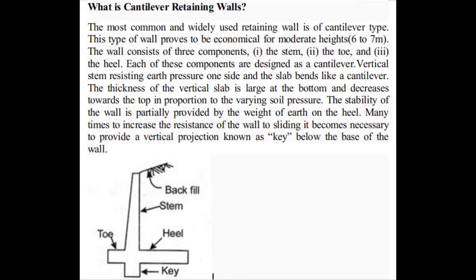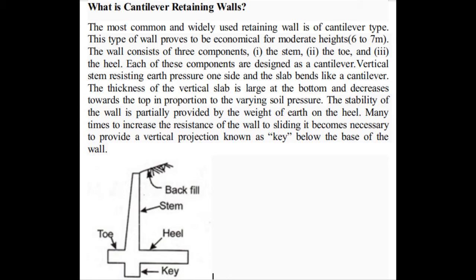Next is, what is a cantilever retaining wall? The most common and widely used retaining wall is of cantilever type. This is the most common type, okay? And this is economical up to 6 to 7 meter height, moderate height it is called. This cantilever retaining wall consists of three components: number 1 stem, number 2 toe, and number 3 heel. Each of these components is designed as a cantilever. That's why the name comes as cantilever retaining wall.